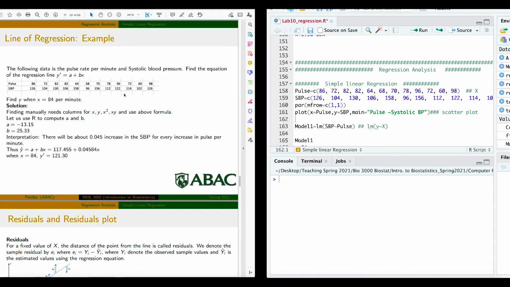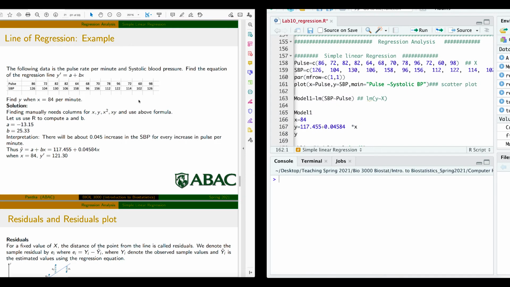So you want to find out the line of best fit or line of regression, and also you want to estimate what the systolic blood pressure would be when the pulse rate is 84. The pulse rate 84 is not here, right? So I want to find out what the systolic blood pressure would be if the pulse rate is 84. Okay, all right. So if you want to find this manually, what you should do is, you need the columns for X and Y.